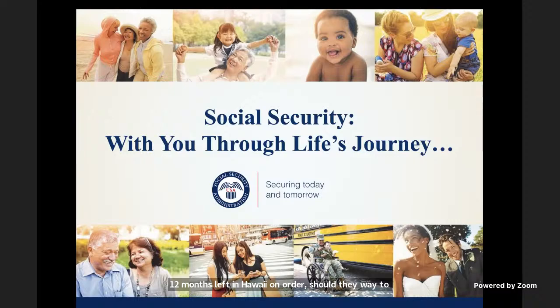No, have them file right away. If you see they're working below that $1,550 gross income a month, have them file where they are. Don't have them wait a year. Can a retired veteran with 90% disability apply for SSDI?